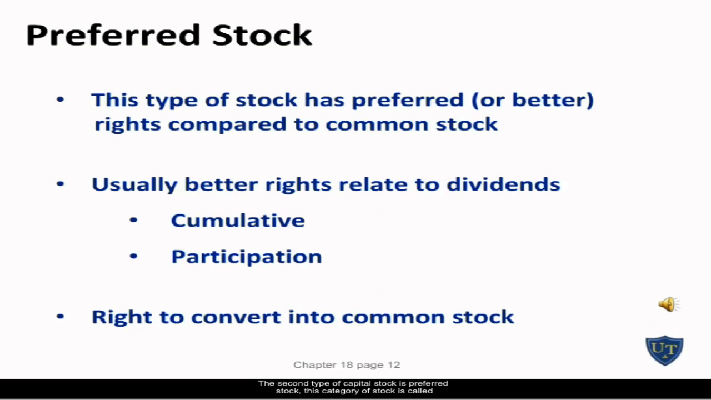The second type of capital stock is preferred stock. This category of stock is called preferred stock because it has preferences or better rights than common shareholders have. Typically, those better rights relate to dividends.